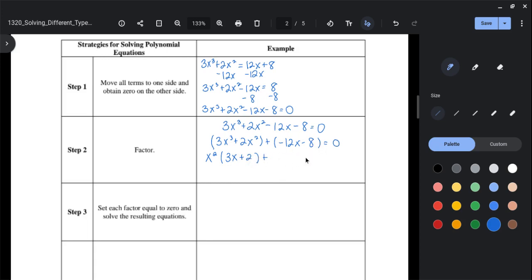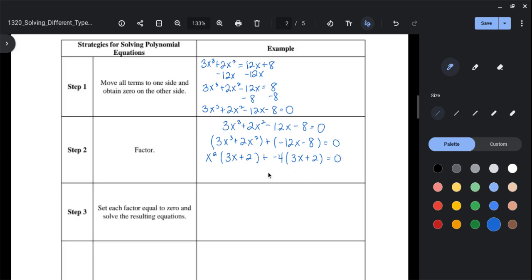And then for our second set of parentheses, same process. What's our greatest common factor of both terms? In this case, only one term has an x, so we can't pull out any x's. But negative 12 and negative 8 are both divisible by negative 4. And so negative 4 times what gets us negative 12x? Well, that's going to be a 3x. And then negative 4 times what gets us negative 8? That's going to be a positive 2.